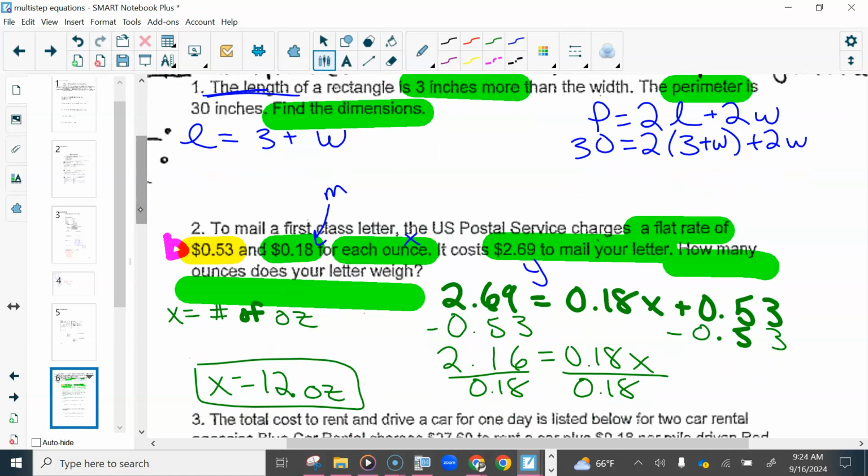So let's do that. What would our first step be? Distribute the 2. So we get 30 equals 6 plus 2W plus 2W. Multiply to get 2W. There was a 2W already there. What would our next step be? Add up the like terms. Yes, combine those like terms. 2W plus 2W would give us 4W. Change 6 to the other side.